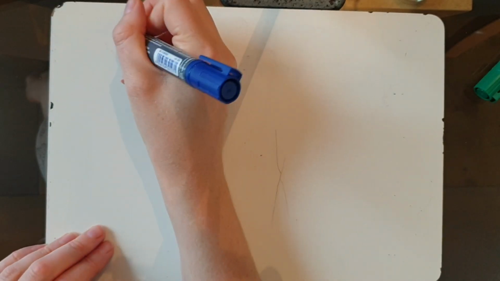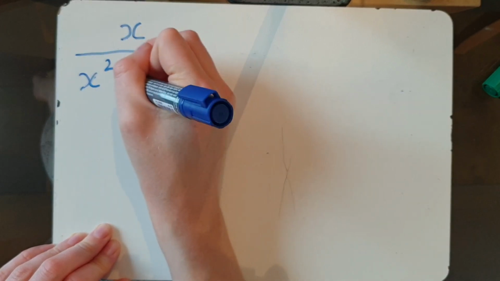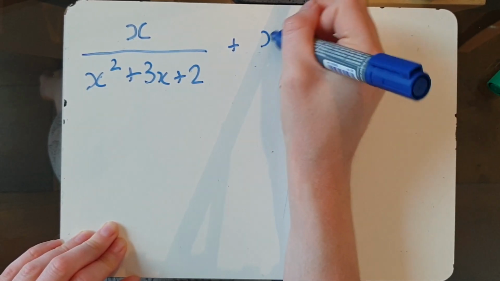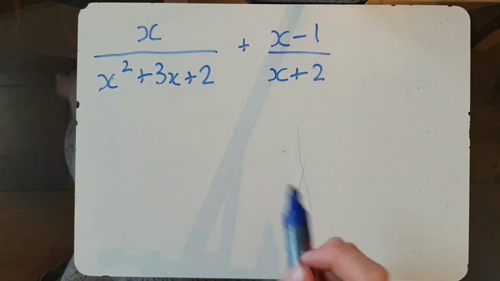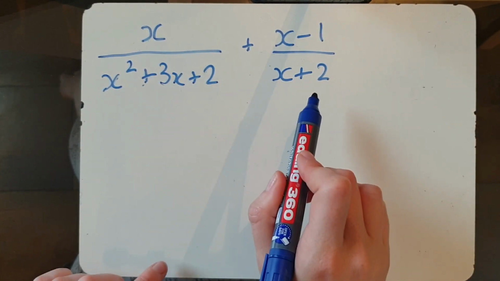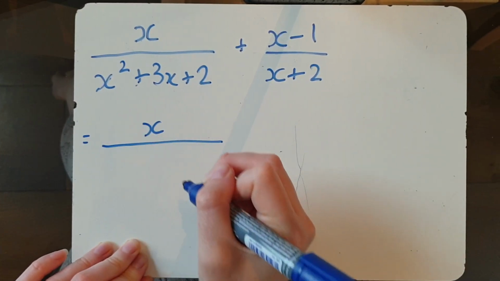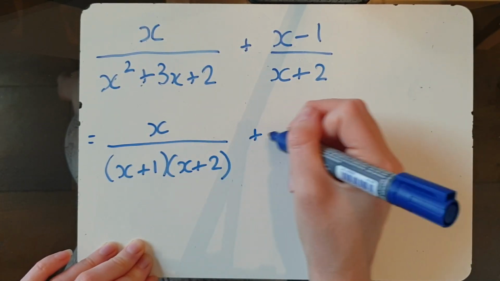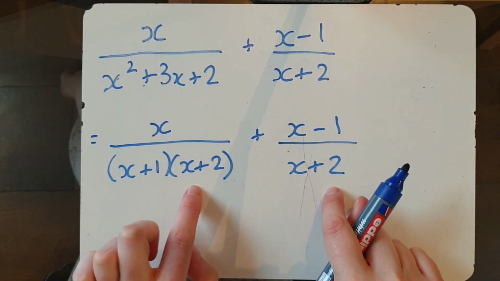Final example. This is similar to the second numeric fraction example that we did. The first fraction has a quadratic as its denominator, and the second fraction just has a linear term. Now what we want to do first is check whether these have any common factors. So this one, I can factorise the bottom as a quadratic. It is (x plus 1)(x plus 2). What that means is they both have x plus 2 in the denominator.